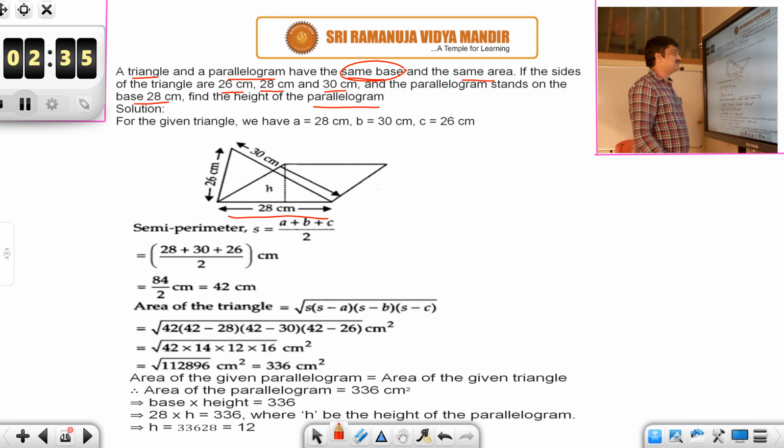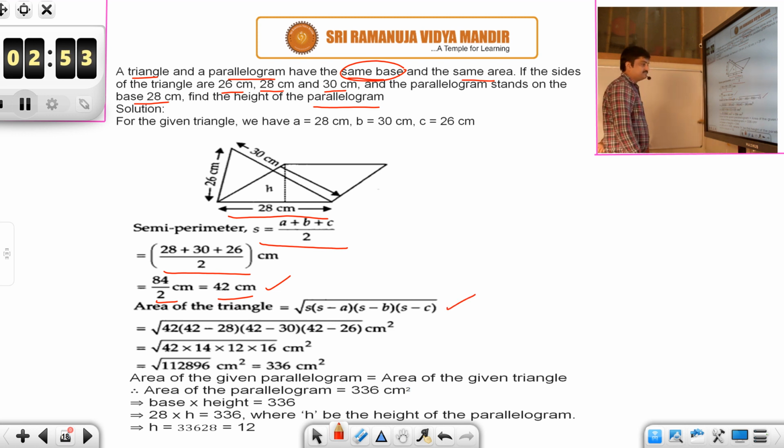Yes, using Heron's formula. To do that, first let's calculate the semi-perimeter, that is a plus b plus c by 2. So you will get 28 plus 30 plus 26 by 2, that is 84 by 2, 42 centimeters. Once you get the value of s, directly use Heron's formula, square root of s into s minus a into s minus b into s minus c. Plug in all the values and you will get 336 centimeters square.